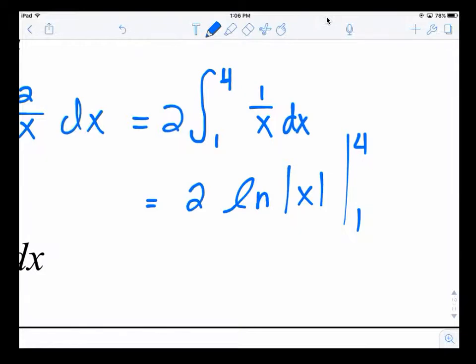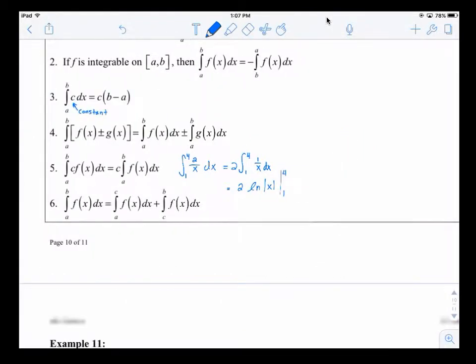So this is kind of like what the next section helps us do. You're finding the antiderivative and then evaluating it from 1 to 4. But again, it's good practice to put those constants out front because it'll make it easier to find the antiderivative.